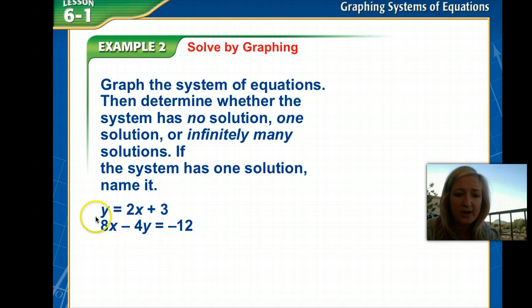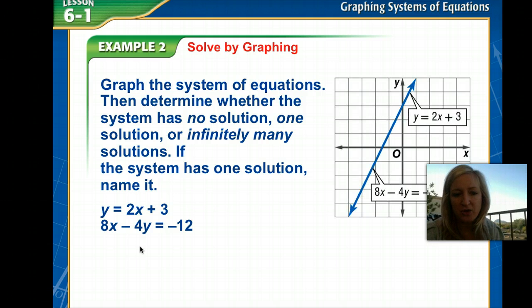The first equation, y equals 2x plus 3. This is in slope-intercept form, which is the proper form that we need to graph. So you're going to find your y-intercept, find your slope, and then graph your line. Notice for this second line, our equation is not in y equals mx plus b form. So we need to put it into y equals mx plus b form and then graph.